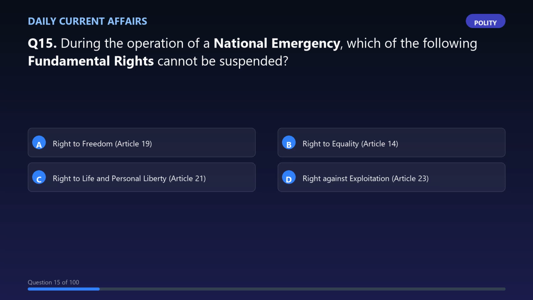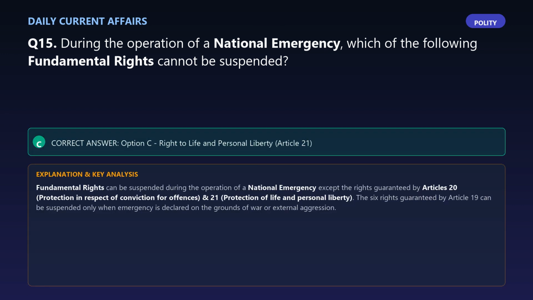Question 15. During the operation of a national emergency, which of the following fundamental rights cannot be suspended? The correct answer is option C, right to life and personal liberty, Article 21.